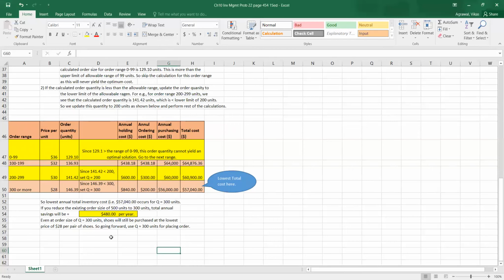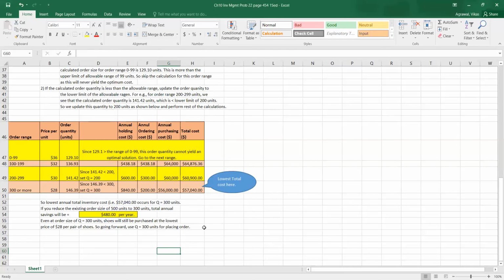So going forward, I would rather use Q equals 300 units, because it's going to help me save the space of 200 pairs of shoes, which I don't need to store anymore. And while doing so, I will also lower my total inventory management cost by almost $500 per year. So this is how I would interpret this solution here.